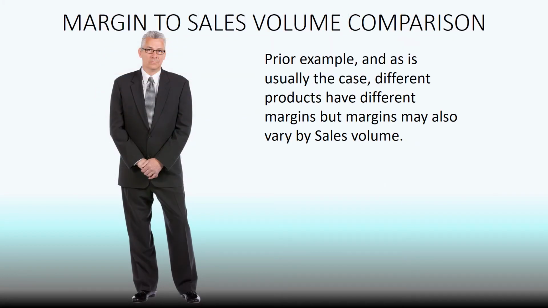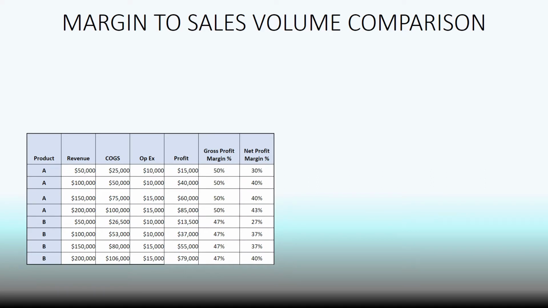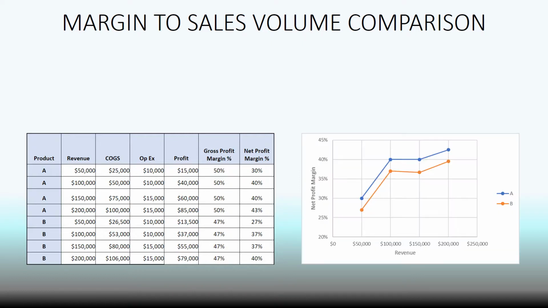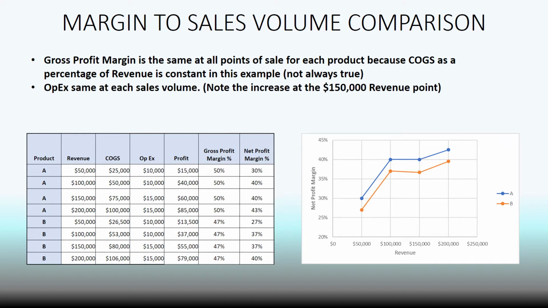Now in our prior example, as is usually the case, different products have different margins, but margins may also vary by sales volume. So what you really want to do is chart your product margins at various sales volumes so you can see how the effects of OPEX are kicking in. Here's our chart for products A and B. We've charted revenue, COGS, OPEX, profit, gross profit margin, and net profit margin. We also graphed it. Now in our example, gross profit margin is the same at all points of sale for each product because COGS as a percentage of revenue is a constant. OPEX is the same at each sales volume, but you'll note that there's an increase at the 150,000 revenue point.